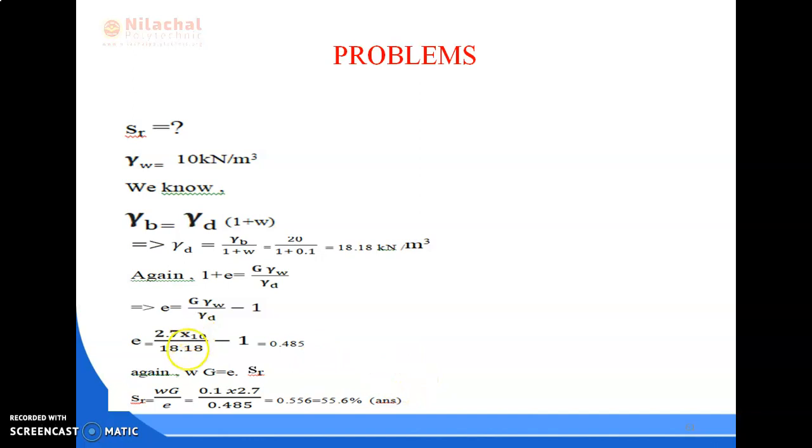And the last one, again W G equal to E into Sr. We know these relationships. Here we have to find out Sr, or implies Sr equal to W G by E. We put all the values: 0.1 into 2.7 divided by 0.485 equal to 0.556. We convert it into percentage, for that we multiply by 100 with this decimal answer. So the answer is 55.6%. This is the answer.